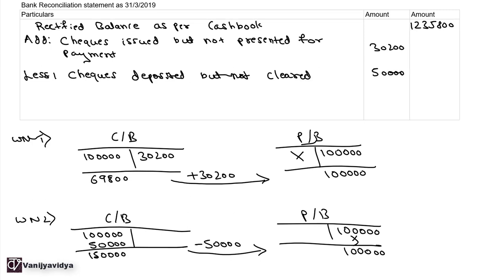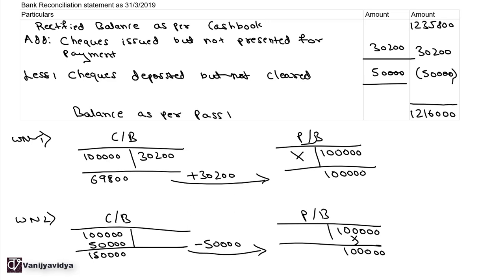Now let's take a total and find out what is the balance as per passbook. We have to add 30,200, 50,000 we have to reduce. So 12,35,800 plus 30,200 minus 50,000, 12,16,000. Now this is the balance as per passbook. So this was an example wherein we prepared a bank reconciliation statement after making necessary rectifications in the cash book and also after passing pending entries in the cash book.